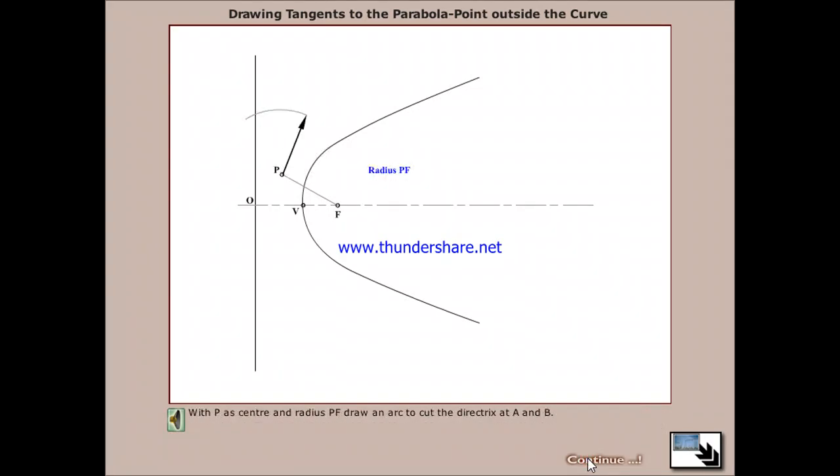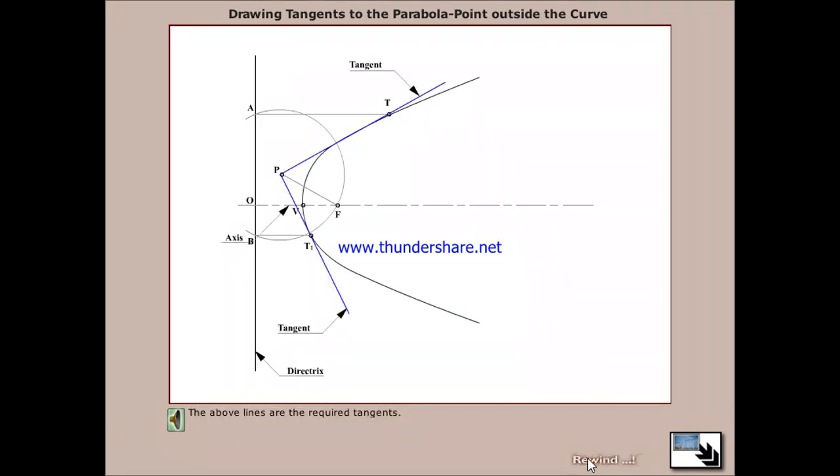With P as center and radius PS, draw an arc to cut the directrix at A and B. Draw perpendicular lines from the directrix to cut the parabola at T and T1. Join P and T and extend, and similarly join P and T1 and extend. The above lines are the required tangents.